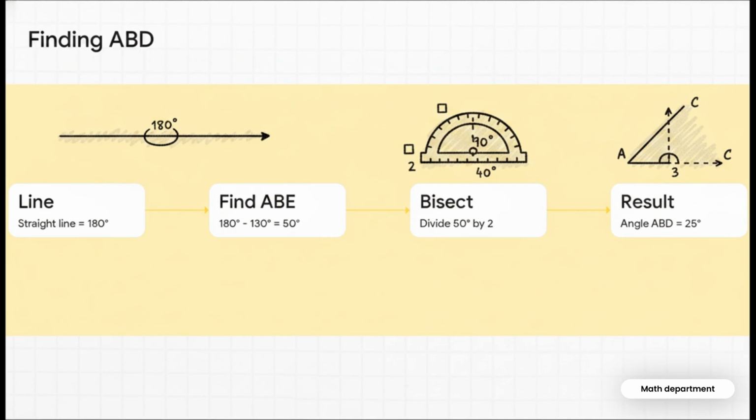Let's unveil the logic step by step. First, we use our supplementary rule. We know a straight line is 180 degrees. If we subtract the 40 and 90 degree chunks we already know, we find that the total measure of the remaining angle ABE is 50 degrees. Now we bring in our bisector tool. It slices that 50-degree angle right down the middle. We divide 50 by 2, leaving us with exactly 25 degrees for angle ABD.